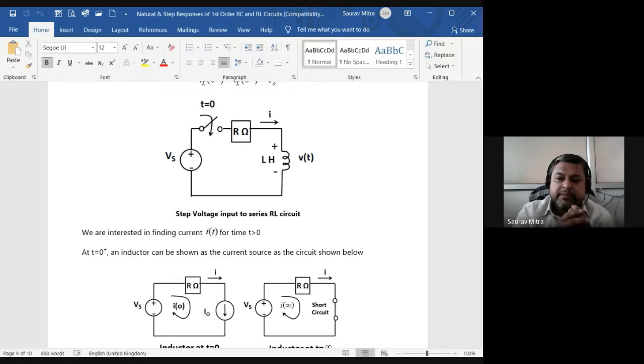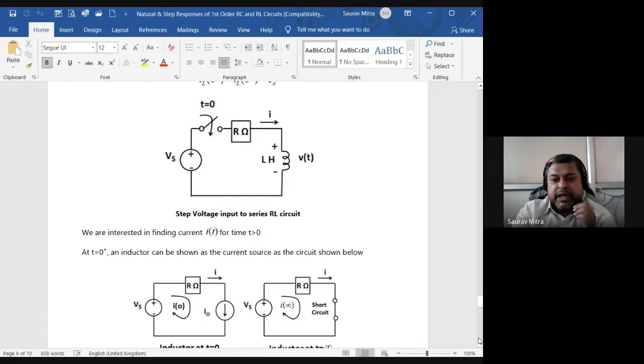Discuss about the RL response and RC response, or natural response and step response for RL and RC circuit. So two circuits, two responses. That means there are total 4 responses. So first we have to understand what is meant by natural response and what is meant by step response.